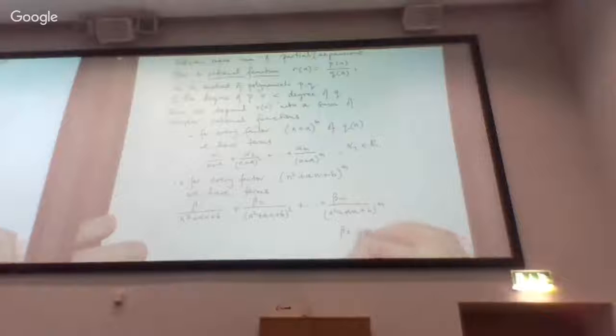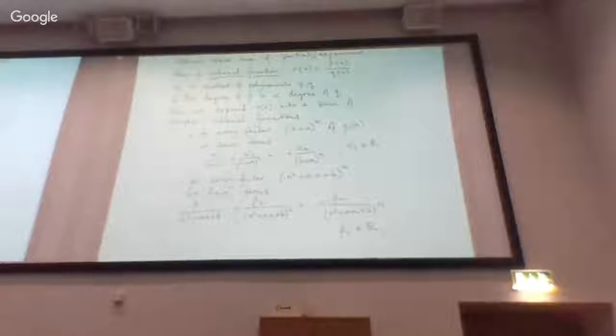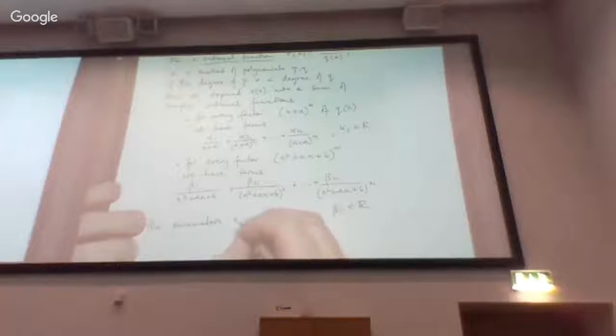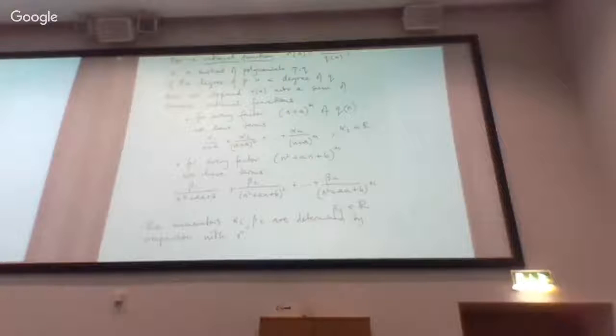Again, these coefficients b_i are just real numbers, they're not polynomials or anything. The numerators, alpha_i, beta_i that we see here, are determined by comparison with R. And we'll show you an example of this. Okay. So that's just really quick basic information about partial fraction expansions, about the simplest kind.